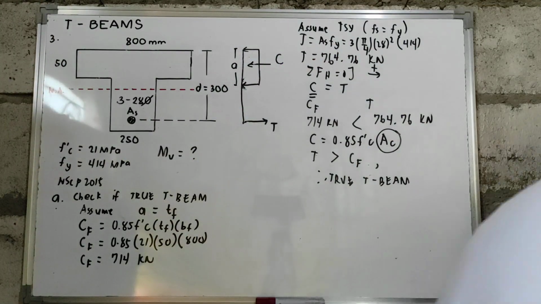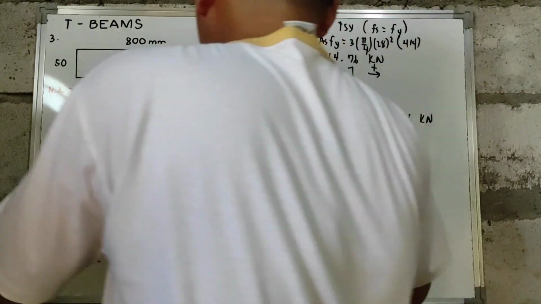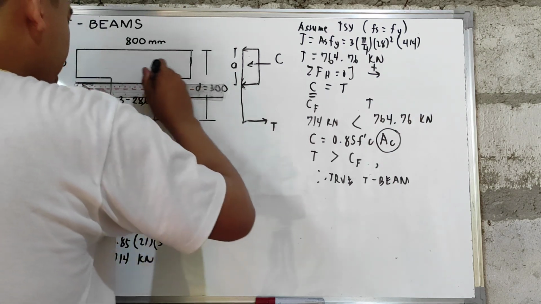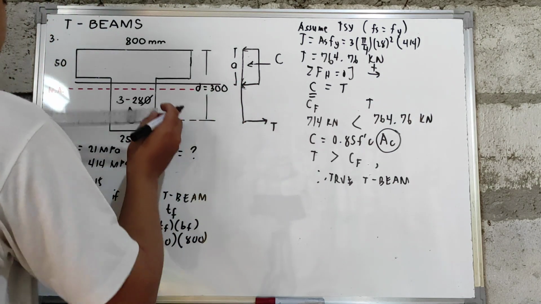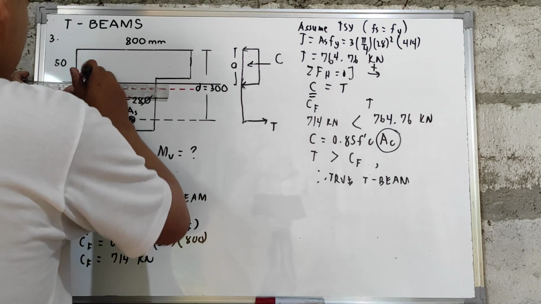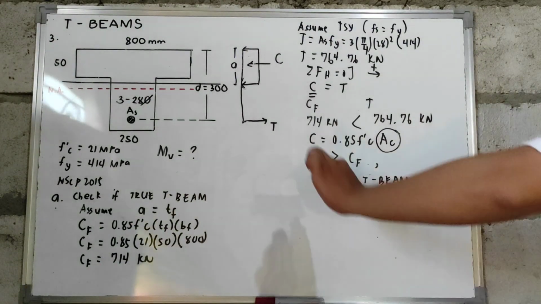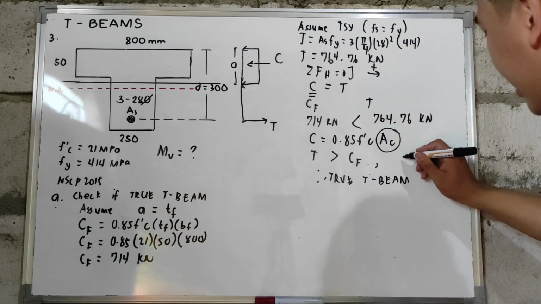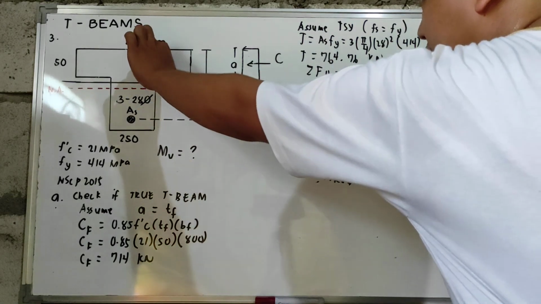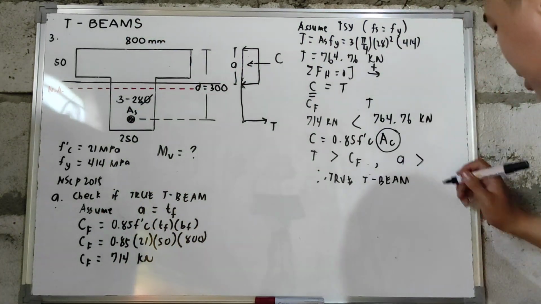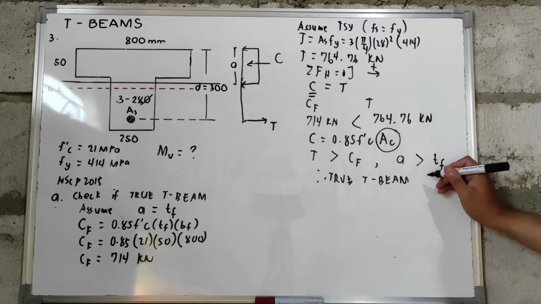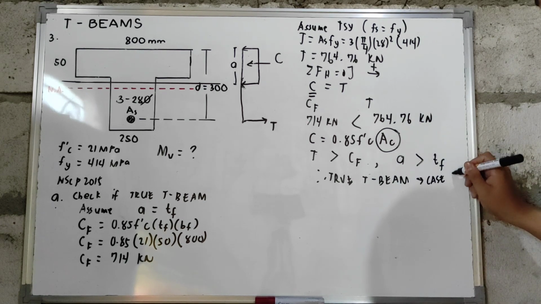If we were to reflect that in our figure, in our T-beam, it is this. So, this will be our compressive force. It has gone beyond the thickness of our flange, or the thickness of our slab. So, if we compare the value of our A to the thickness of our flange, the value of A is greater than the thickness of the flange. So, we have a true T-beam. Okay? So, we are under case 2.